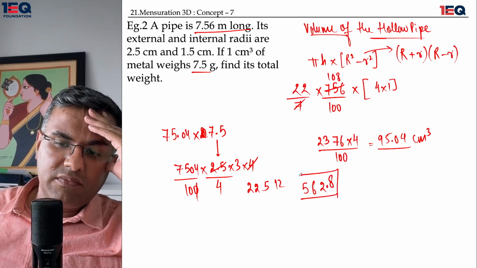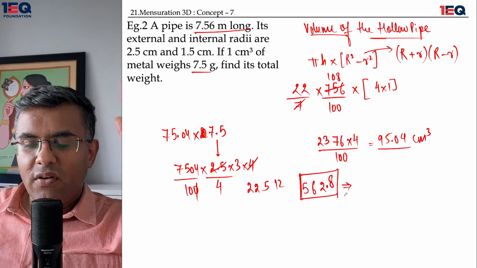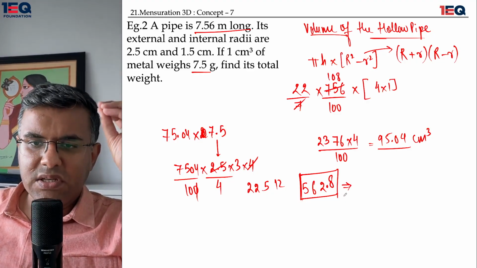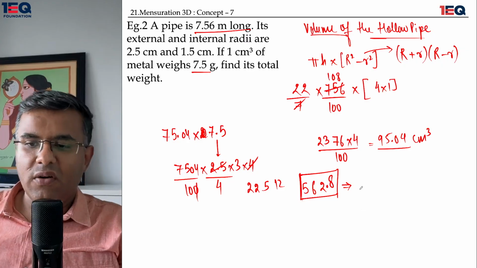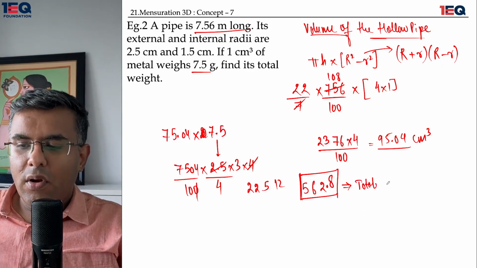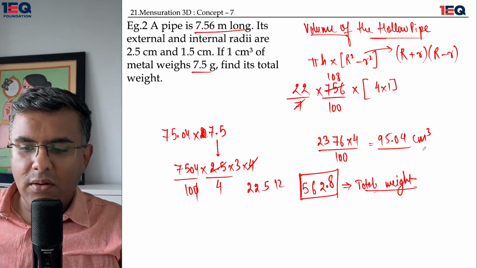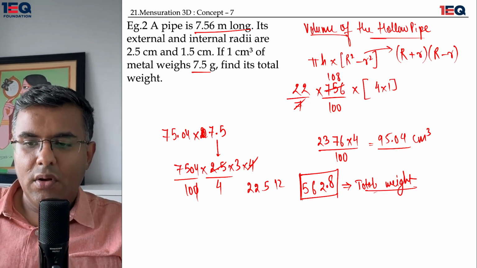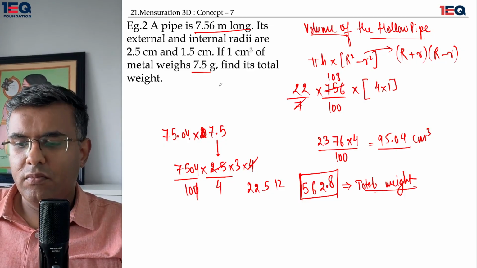4 5s are 20, 4 6s are 24, 4 2s are 8, 4 8s are 32, and 562.8, or roundabout 562 grams, or 563 grams is the total weight of the metal pipe. Total weight of the metal pipe. Good enough. Let's move ahead.